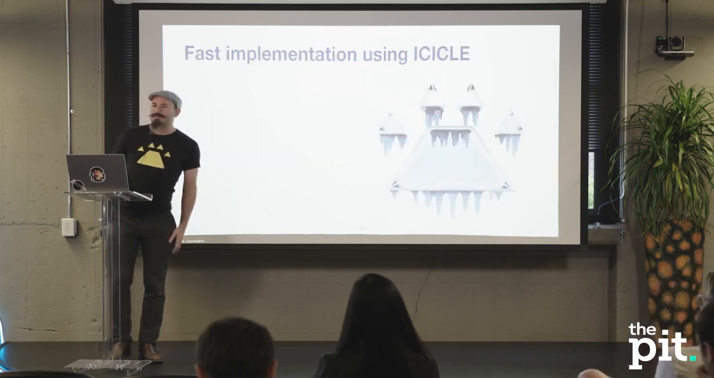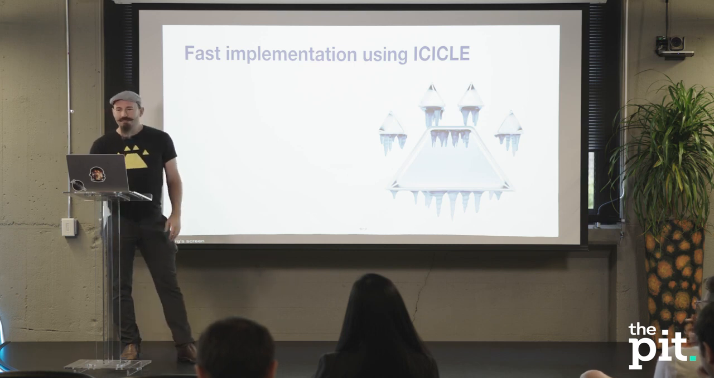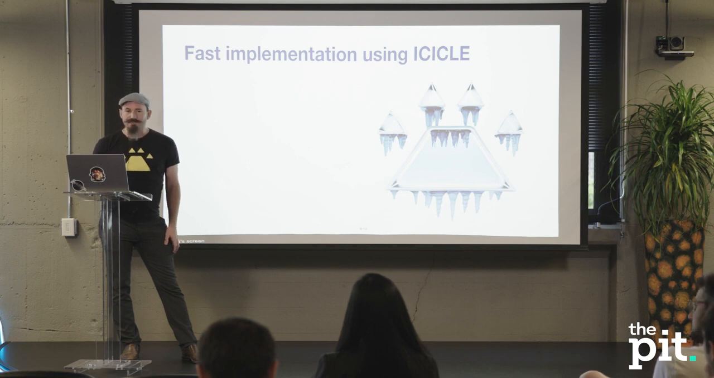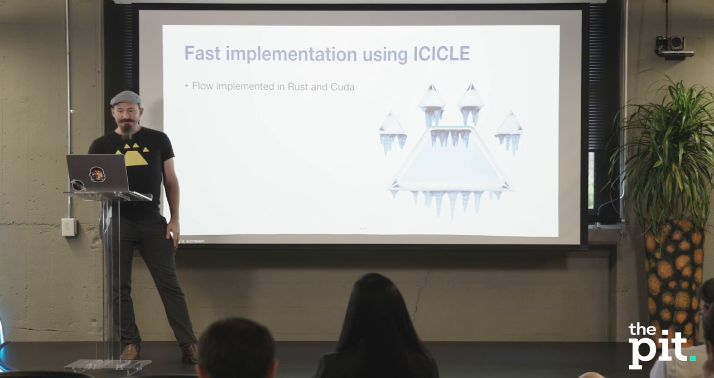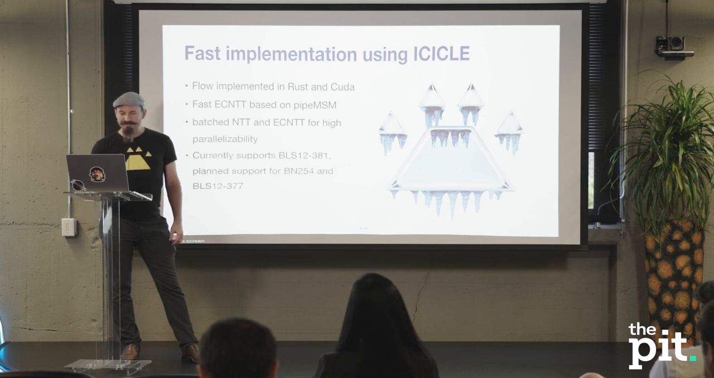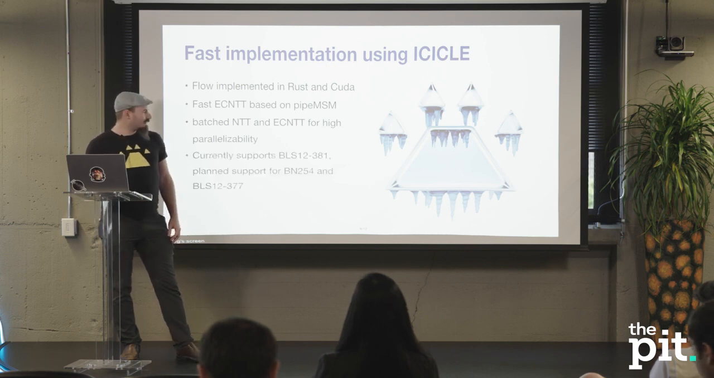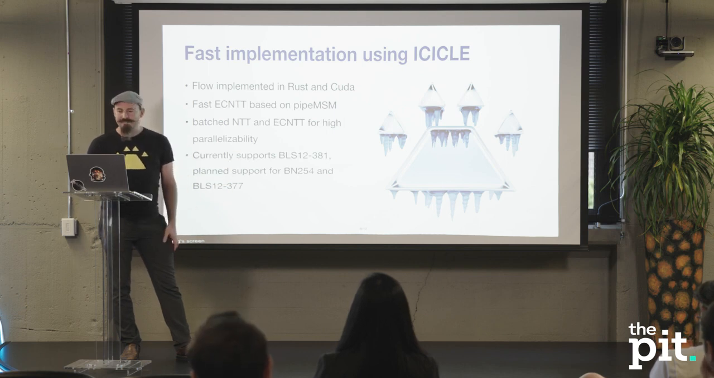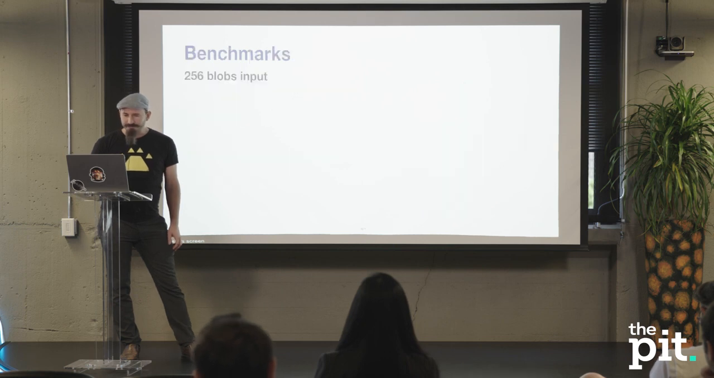So we're implementing this entire thing using ICICLE, which is our company's library for doing these kinds of computations on GPU. It's implemented in Rust and CUDA. It uses fast EC NTT based on pipe MSM, batched NTT and EC NTT for high parallelizability, and it currently only supports BLS12-381, but there is planned support for more curves.